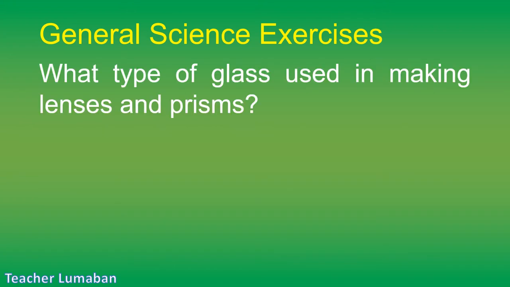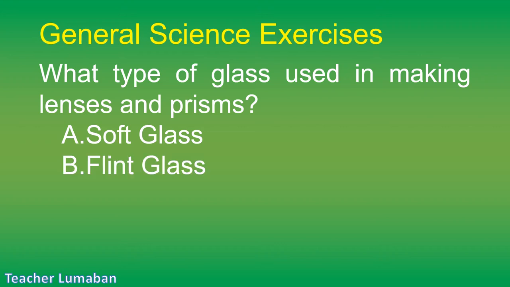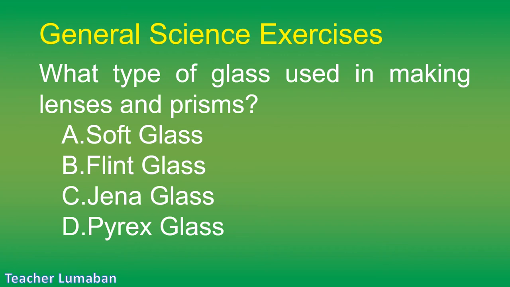What type of glass is used in making lenses and prisms? Letter A, soft glass. Letter B, flint glass. Letter C, Jena glass. Letter D, Pyrex glass. Choose the suitable answer to the following choices in 5 seconds. 5, 4, 3, 2, 1.